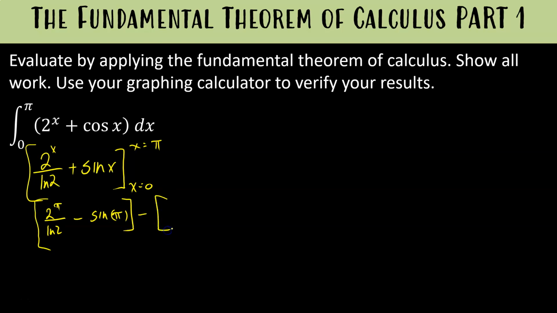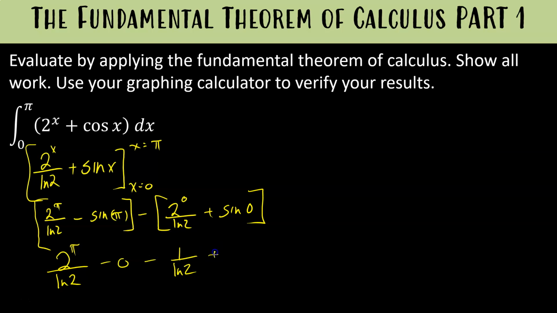Let's see, minus 2 to the power 0 over natural log of 2 plus sine of 0. Hey, I might as well simplify since sine of pi and sine of 0 are both 0. Dang, 2 to the pi I can't really simplify. So I guess I'm just going to leave this as 2 to the power pi over natural log of 2. And then minus 0 minus 1 over natural log of 2 plus 0.